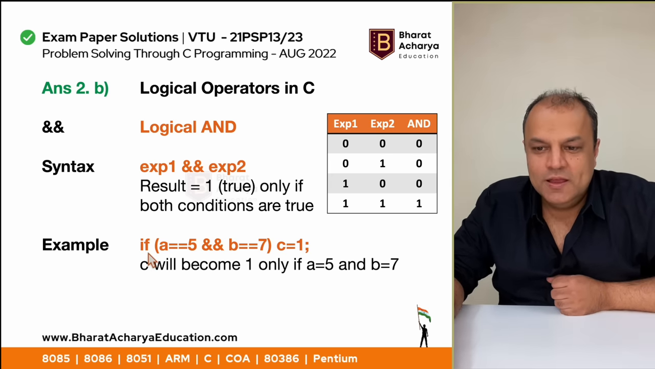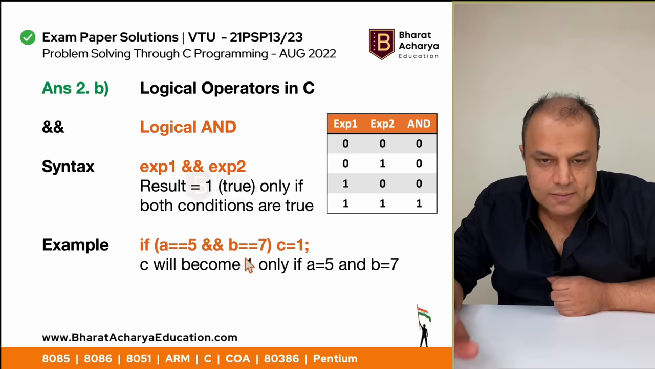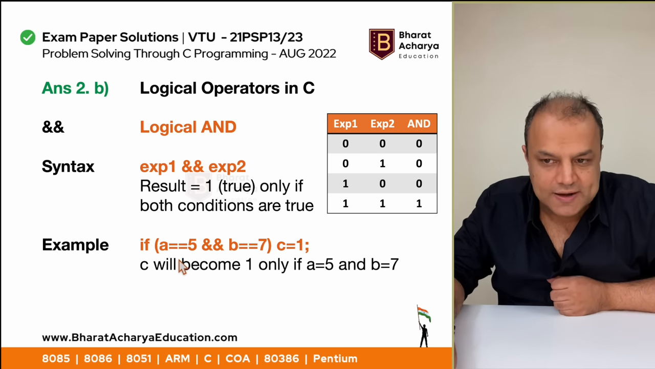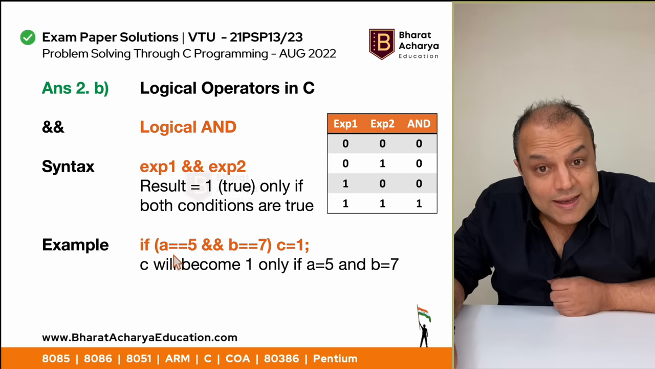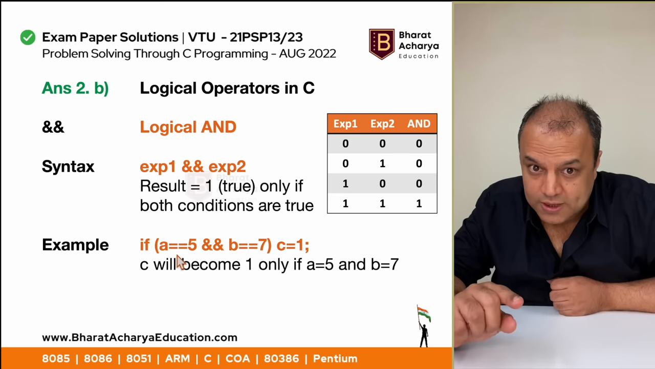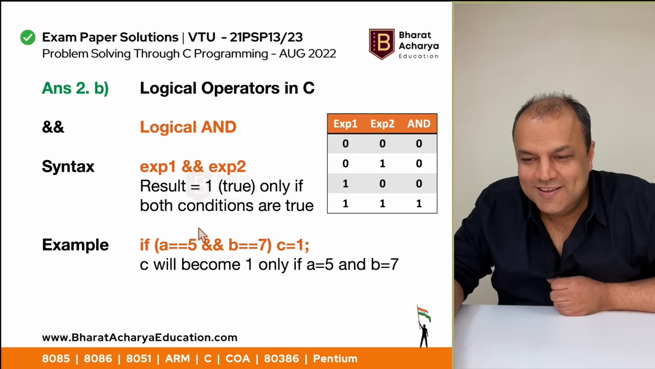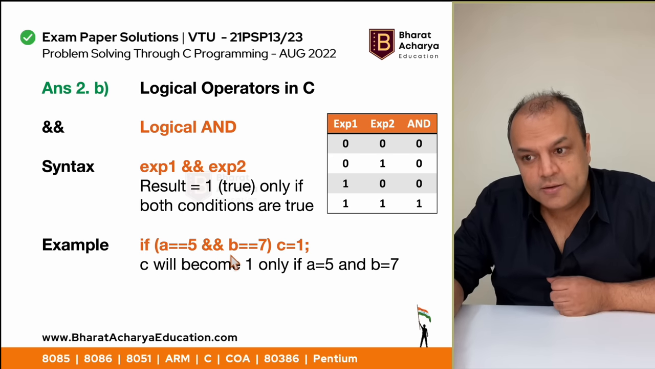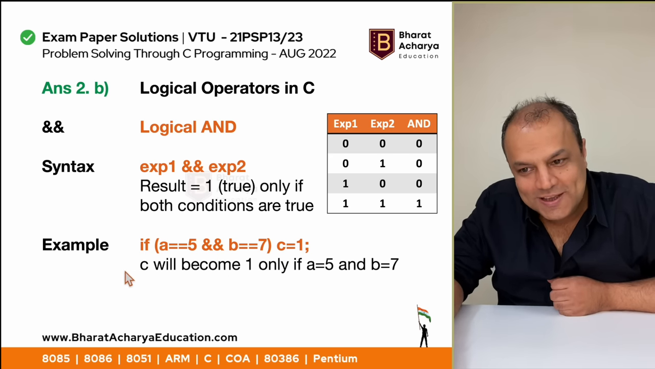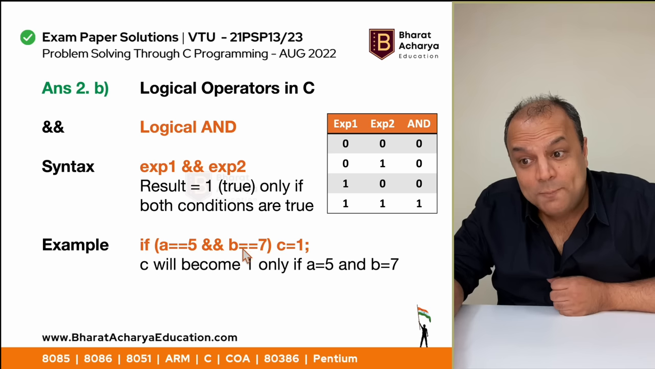Are you clear? So look at this as a statement, as an example, because the question says with example, so you would write some example. If A is equal to, so when you write an if and you want to say is equal to, you put a double equal to. Alright, you know that, right? If you didn't, you know it now. So if A is equal to 5 and B is equal to 7, only then C will be 1. Are you clear? So C will become 1 when both of these conditions are satisfied.